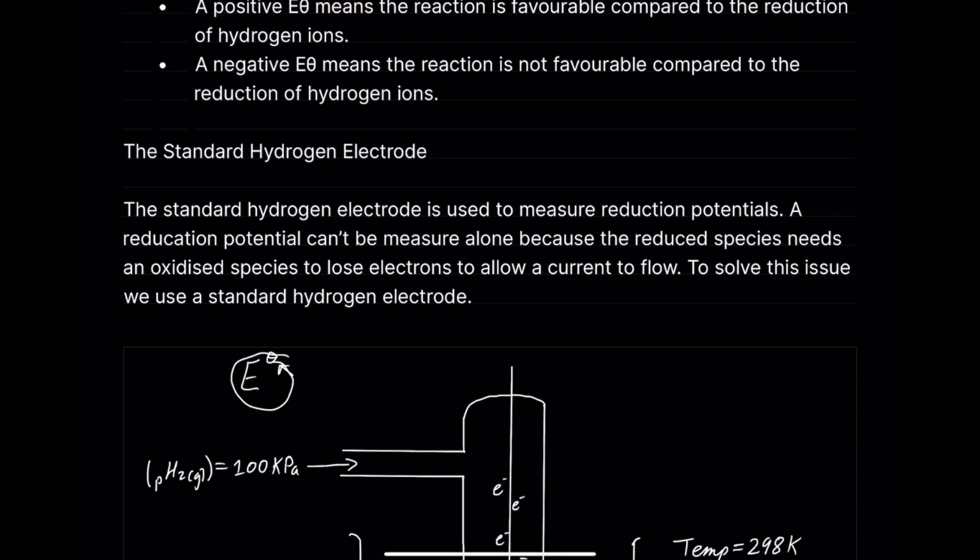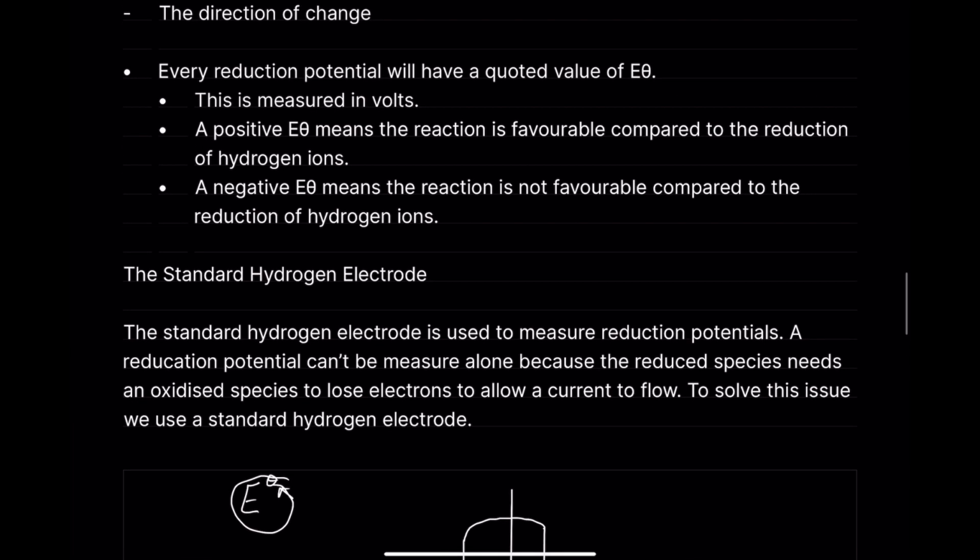So I'm going to go on to the next part here, which is the standard hydrogen electrode. I kept saying, when I was talking about this key point about the reaction, that if it's a positive electrode potential, it means the reaction is favorable compared to the reduction of hydrogen ions. But why do we compare them to hydrogen ions? We need to have a reference. How can we say one value is more positive than the other? The reference that we use to say that this is more positive than the other is hydrogen ions.